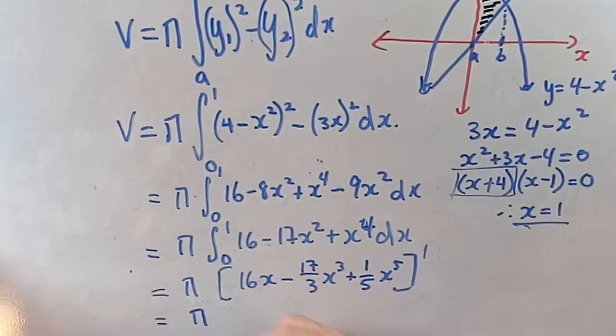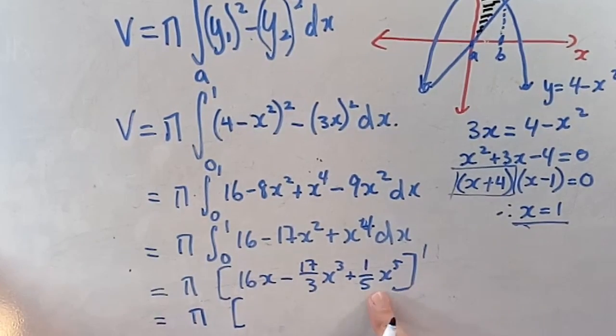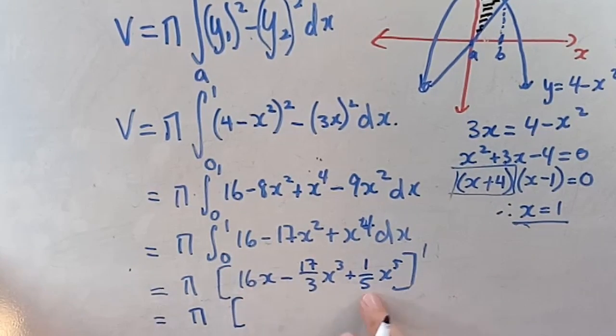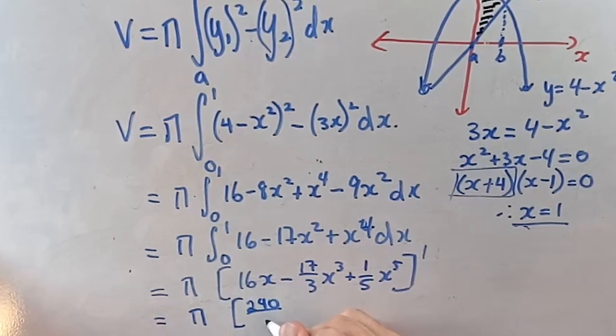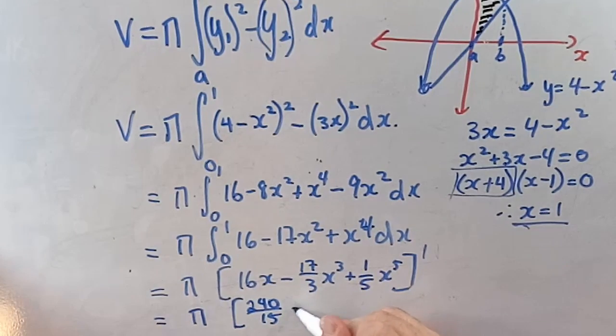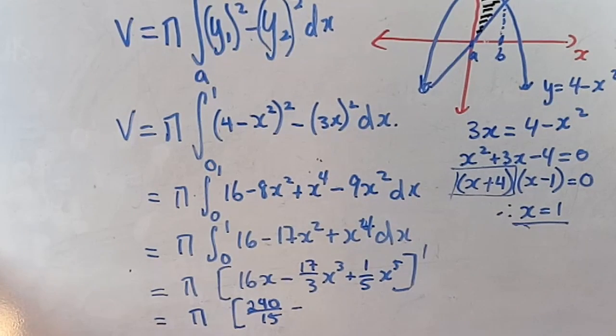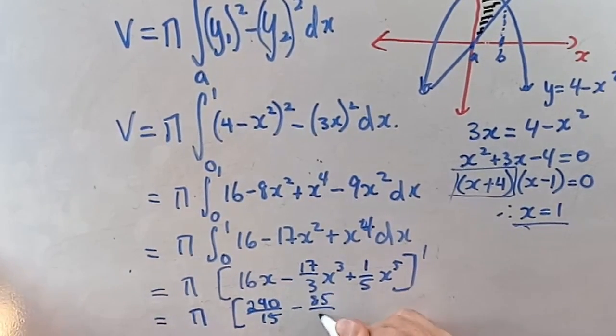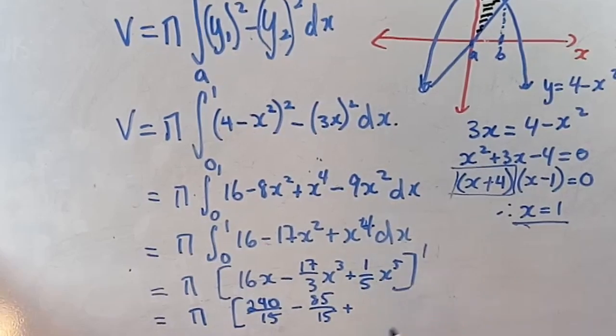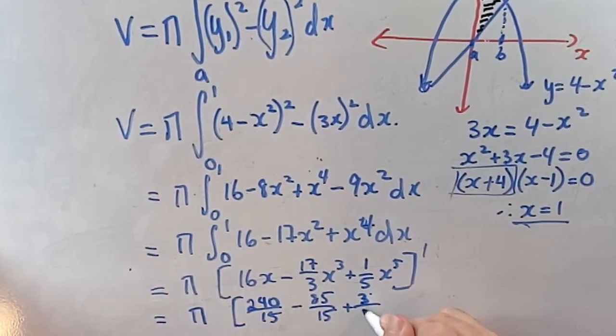Okay, so I need to go pi. Now I need to get all these over a common denominator here. So common denominator 15, so 16 times 15. What's that? That is 210 plus 30, which is 240 over 15, minus 17 times 5. 17 times 5, that's 170 divided by 2, 85, over 15, plus 1 times 3 on 15.